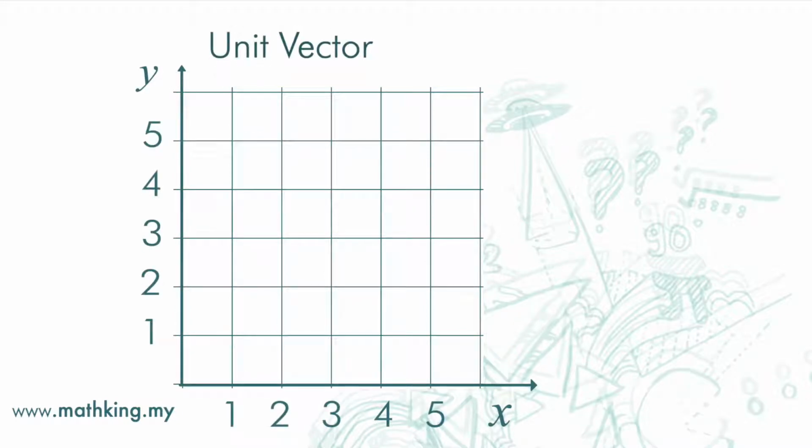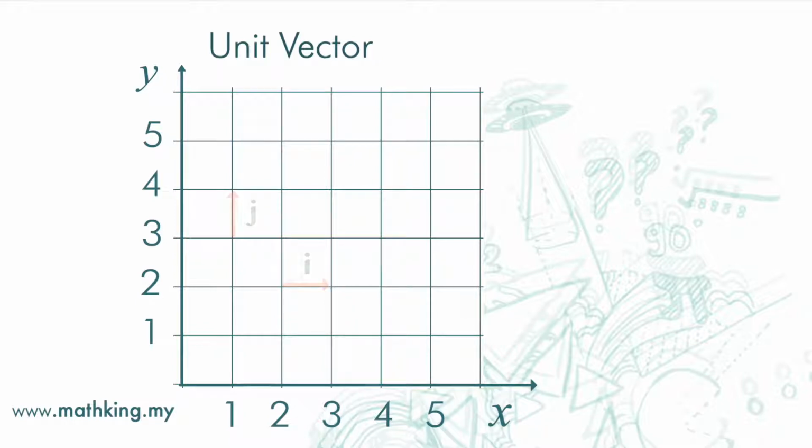We have learned that the vector with a magnitude of 1 unit is called a unit vector. The unit vector that is parallel to the x-axis is called vector i. And the unit vector that is parallel to the y-axis is called vector j.